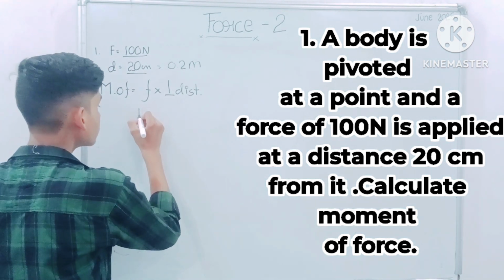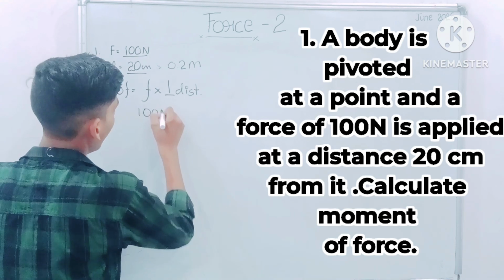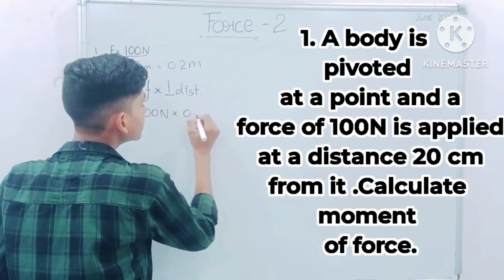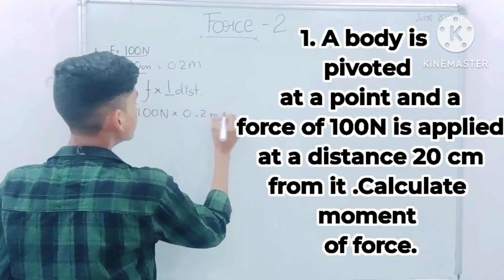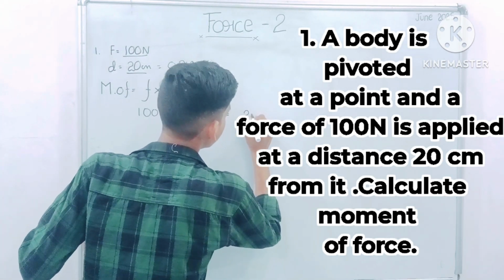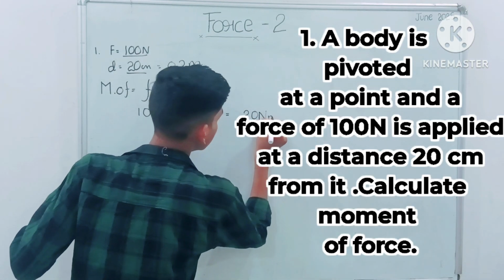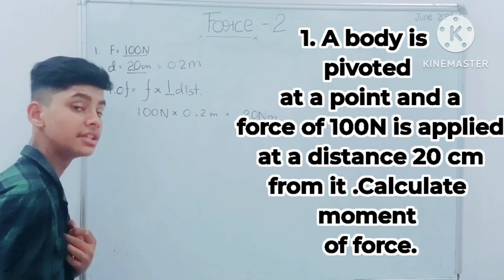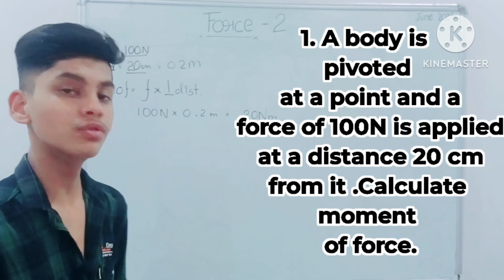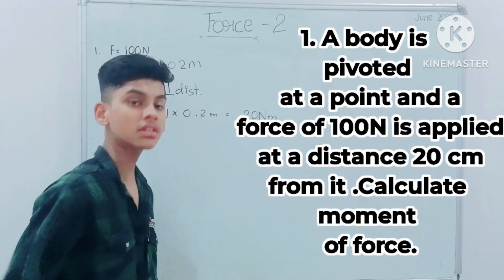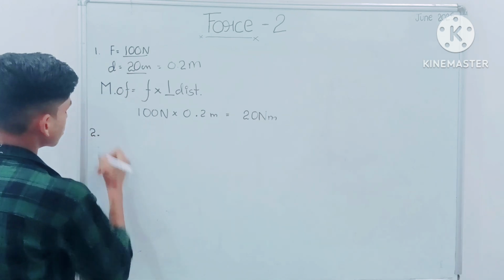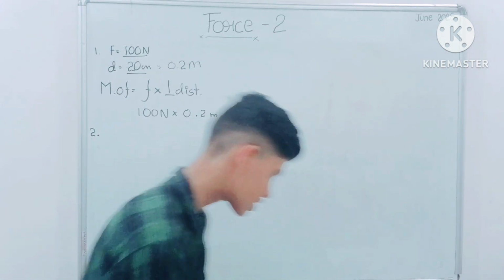Then force, what is force? 100 Newton. And what is distance? 0.2 meter. So what will be the answer? 20 Newton meter. Done. As the direction has not been mentioned, we will not write anti-clockwise or clockwise. Now the second question.